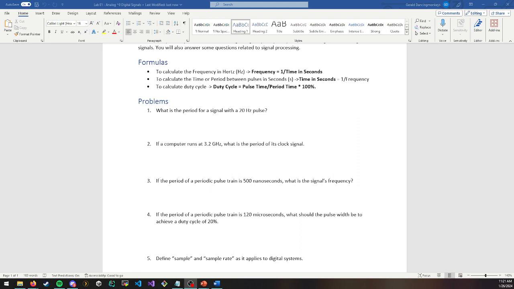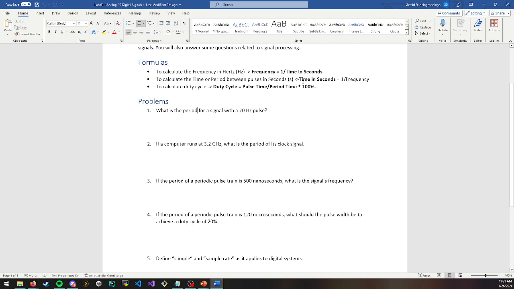Okay, so question 1. We want to know what the period for a signal with a 20 hertz pulse is. So we need to grab one of these formulas that we have listed up here at the top. Now, the first one, frequency equals 1 divided by the time in seconds. We don't know the frequency, so we're not going to go with that one.